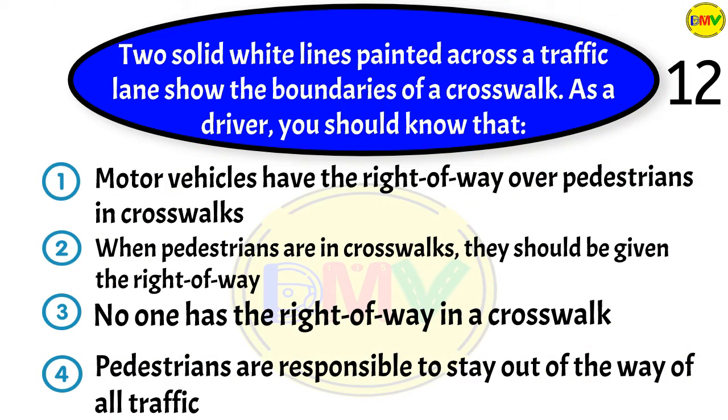Question 12. 2 solid white lines painted across a traffic lane show the boundaries of a crosswalk. As a driver, you should know that: 1. Motor vehicles have the right-of-way over pedestrians in crosswalks. 2. When pedestrians are in crosswalks, they should be given the right-of-way. 3. No one has the right-of-way in a crosswalk. 4. Pedestrians are responsible to stay out of the way of all traffic.